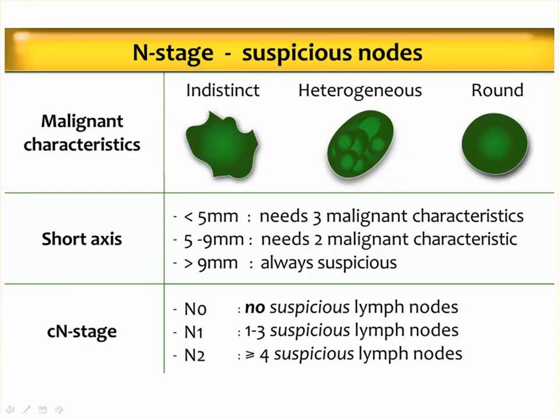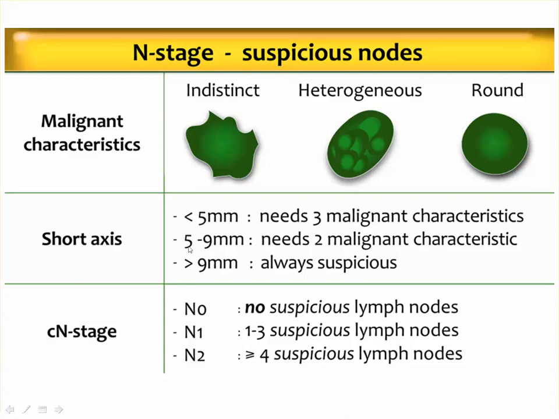Then you have three major parameters for nodal suspicion to be malignant. Number one, irregularity of the margin. Number two, heterogeneity of the signal. Number three, rounded shape. You know that the normal node is more or less kidney shaped. The short axis means that you measure the narrow distance of the lymph node margins. If the short axis is less than 5 millimeters, then in order to judge that this is suspicious for malignancy, you need all three criteria: irregular border, heterogeneous signal, and rounded shape.